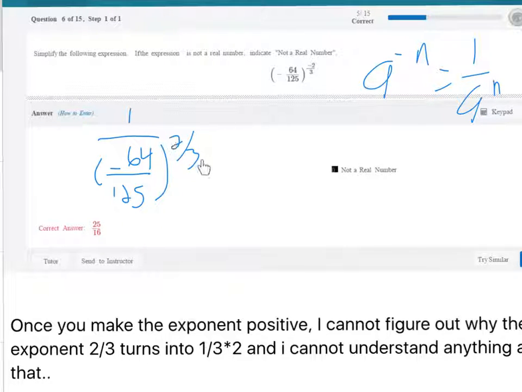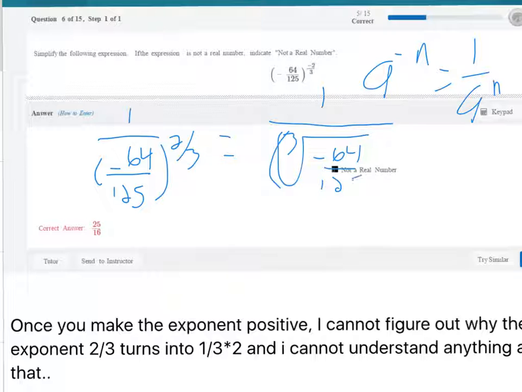The bottom of this fractional exponent is a 3, and so it's going to be the cube root of this. The numerator's a 2, so it'll be the cube root of it squared. So that'll be 1 over the cube root of negative 64 over 125, and then I need to square that. So bottom number's a 3, and so I'll make this the cube root of negative 64 over 125, and then I want to square that result.